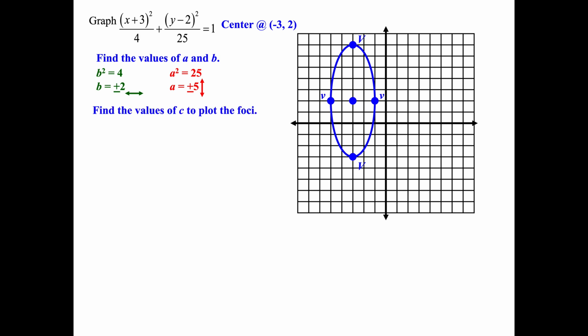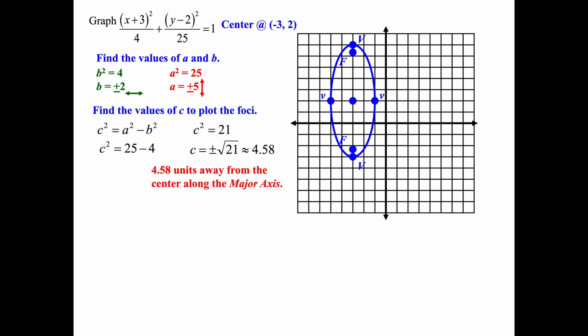To plot our foci, we got to go find C. So Pythagorean theorem with the minus sign. 25, that's your A squared. 4 is your B squared. We had the square root of 21 before. That was approximately 4.58. So from the center, count up about 4.5, down 4.5, plot those points, label them as capital F.